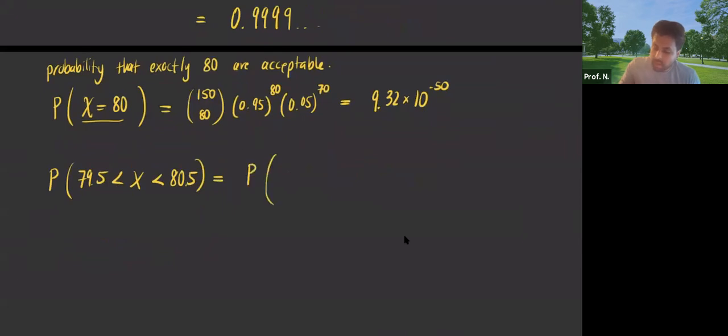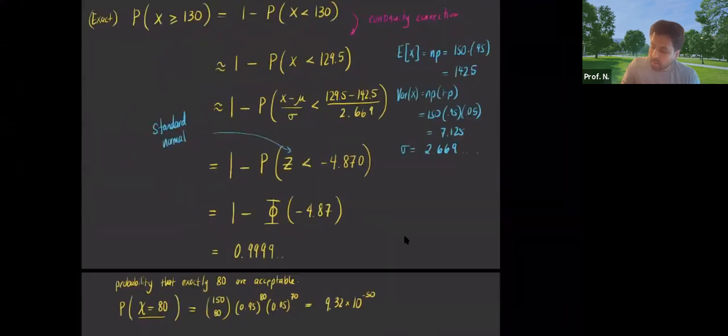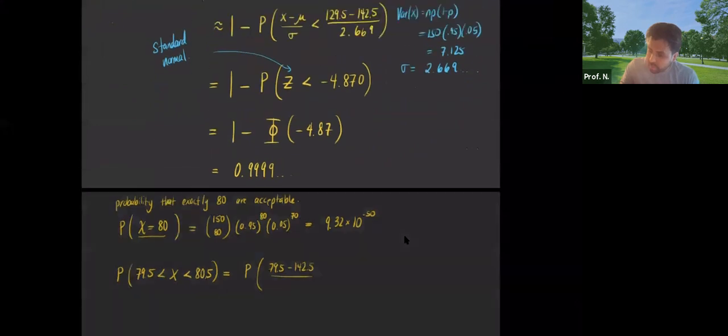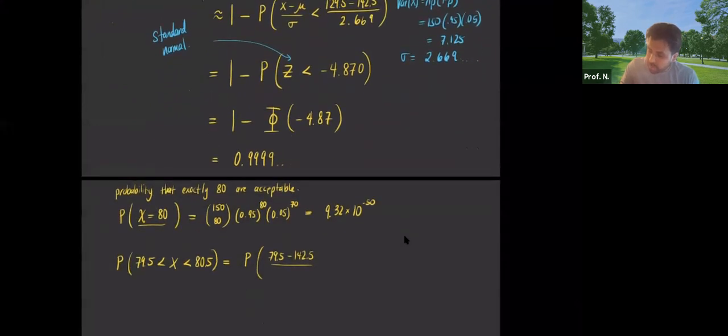And so then I'm going to do the same exact thing. The probability, right? 79.5 minus 142.5 over 2.669 is less than the standard variable being between 80.5 minus 142.5 divided by 2.669.